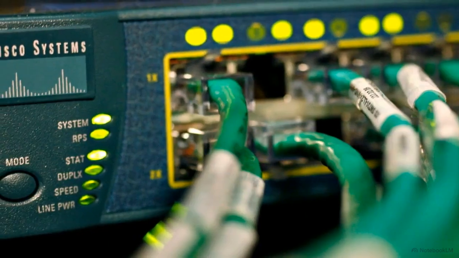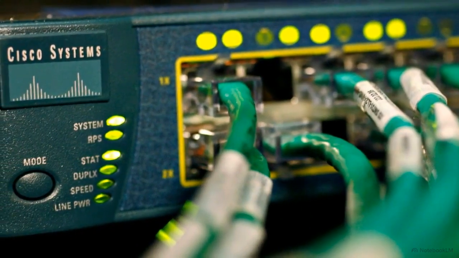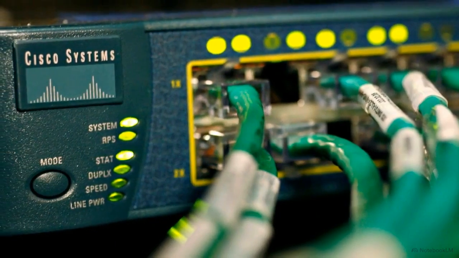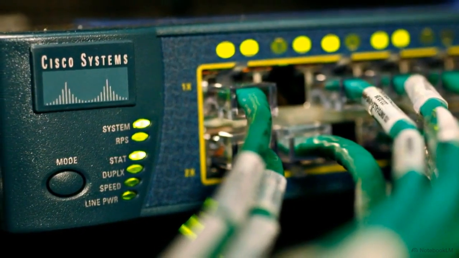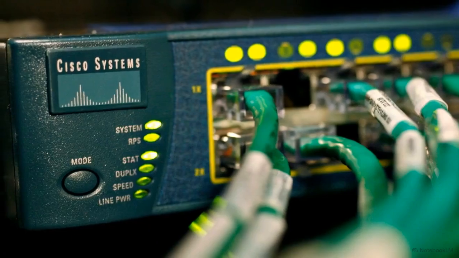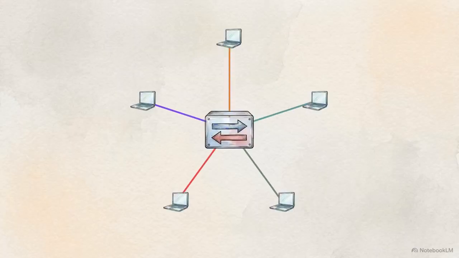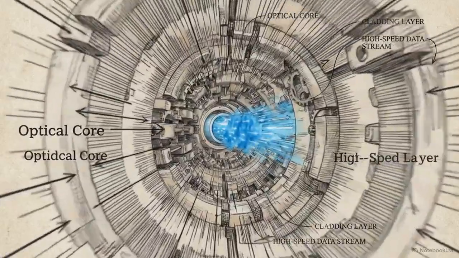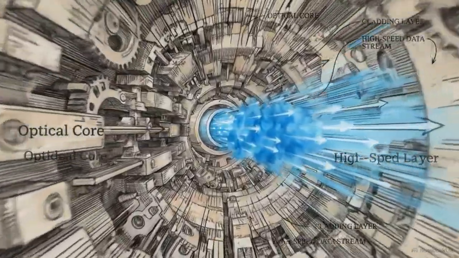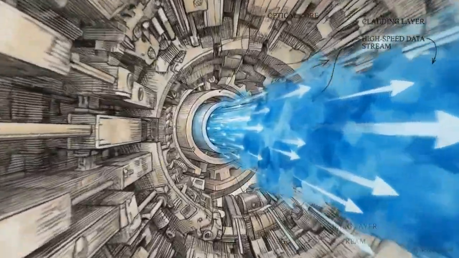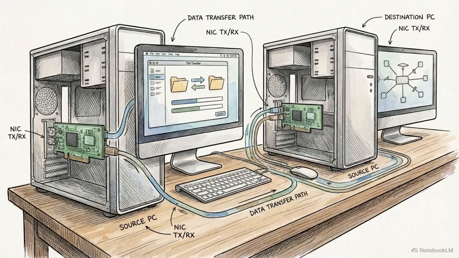These connections usually rely on copper Cat5e or Cat6 cables. In this Cisco switch, the active green cables show a star topology in action, where every device has its own dedicated path to the central hardware. This physical infrastructure sets the absolute hard speed limit for the very first step of any data transmission. Speed is only half the battle.